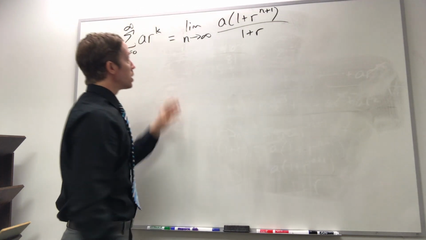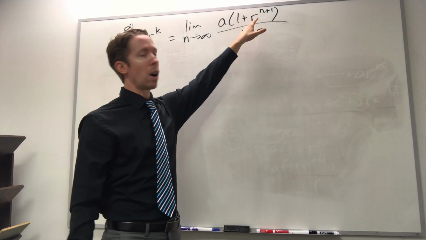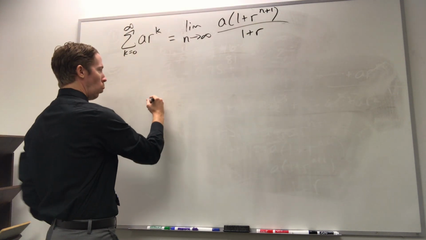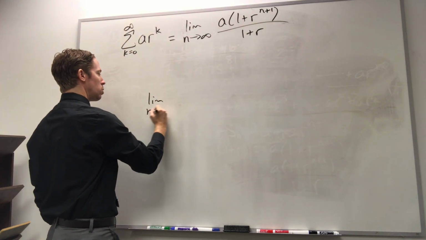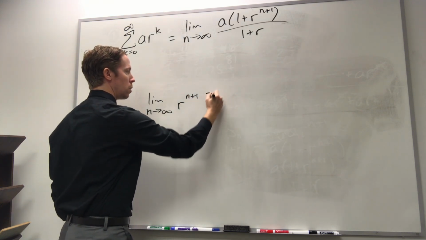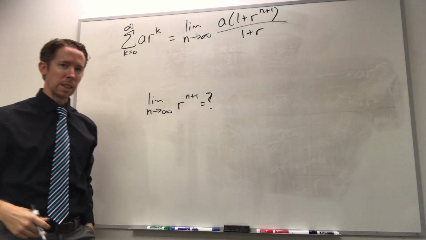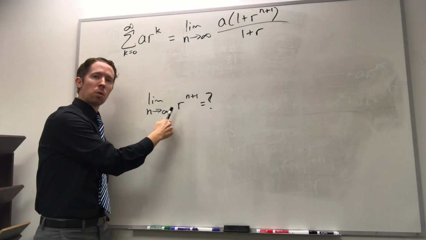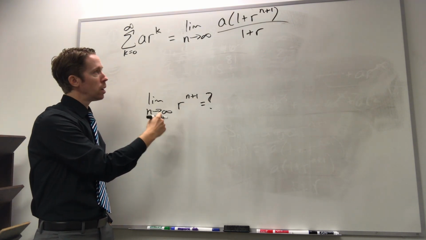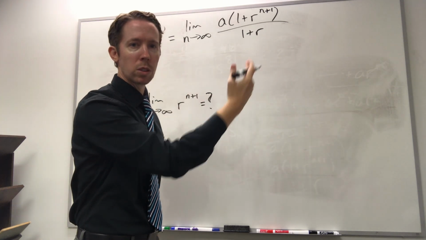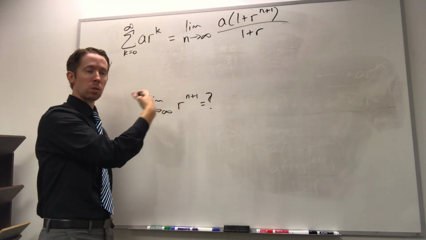And you can see nothing is actually changing except for that r to the n plus 1. So what I really need to understand is, what is the limit as n goes to infinity of r to the n plus 1? So is that equal to something finite or not? Remember, r was the ratio that we were multiplying by. In the first series, we multiplied each successive term by 1/2, so r was 1/2. The next one, it was 2/3.